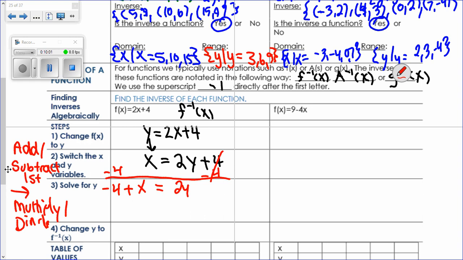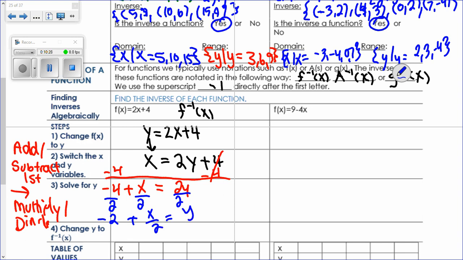Divide by 2. This is how I want you to divide. You're in algebra 2 now. You divide individual terms. Okay? Simplify. What's negative 4 divided by 2? Negative 2, plus x over 2 equals y.